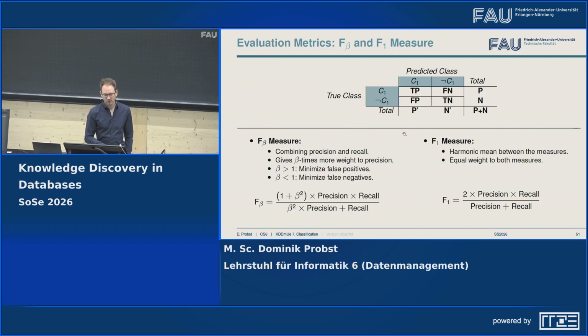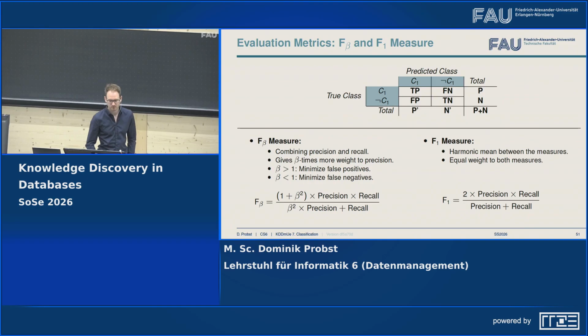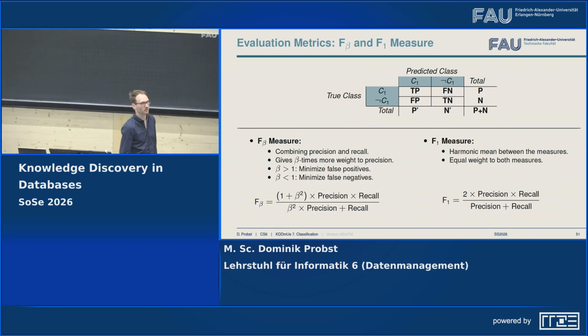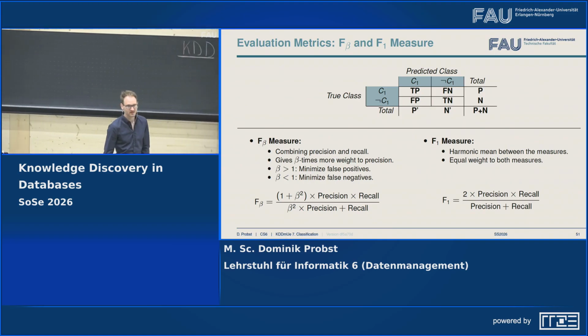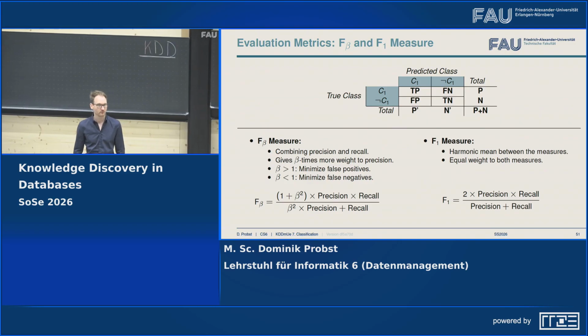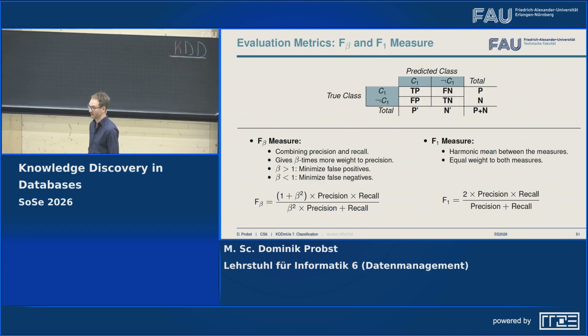Of course, the F1 measure is simply the harmonic mean between the two measures. So you are measuring both equally, and you are basically trying to minimize both false positives and false negatives equally. So you do not give more importance to either of them.